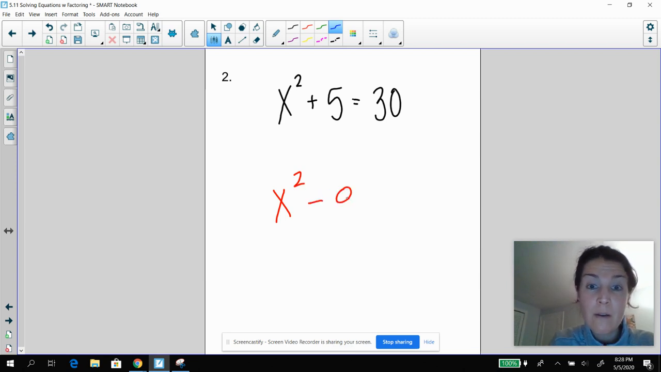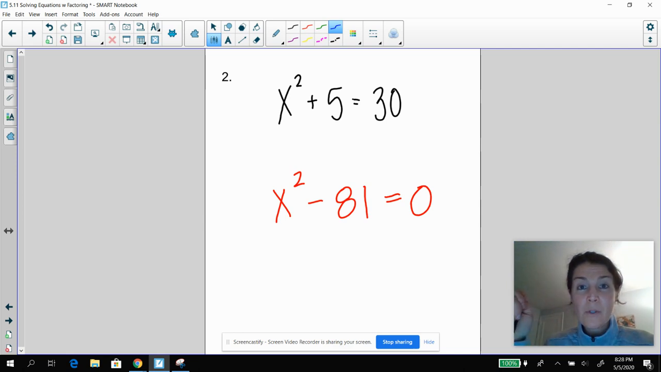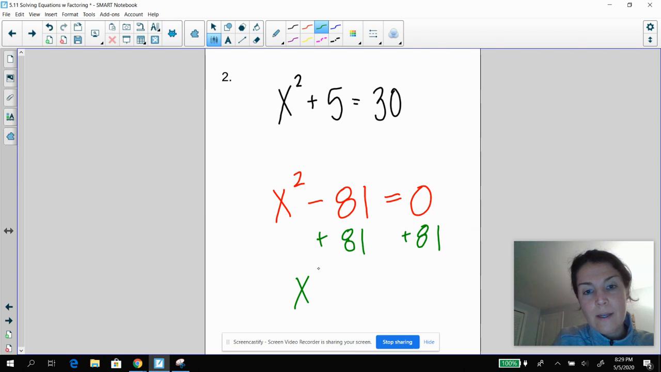Now this one on the previous slide looked like this. So the only way they differ is that the one on the bottom has a 0 over there, but you're still doing the same thing. You're still isolating that x. So watch. If I add 81 to both sides as opposed to factoring it, look what happens. I get x squared equals 81.